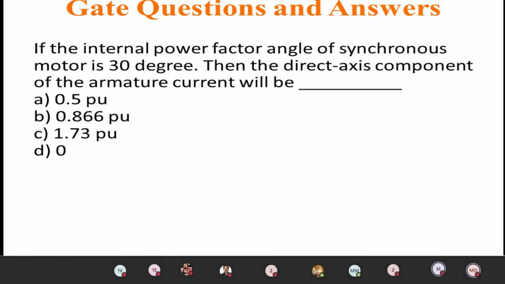If the internal power factor angle of synchronous motor is 30 degree, then the direct axis component of armature current will be: ID is equal to IA sin psi. So here let me take IA is equal to 1, then sin 30 we get 0.5 per unit. Option is A.